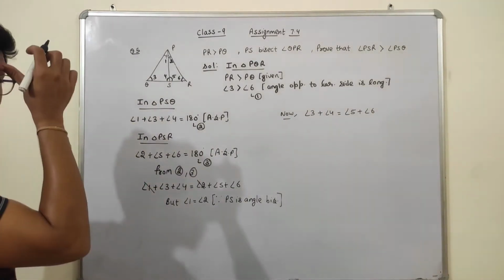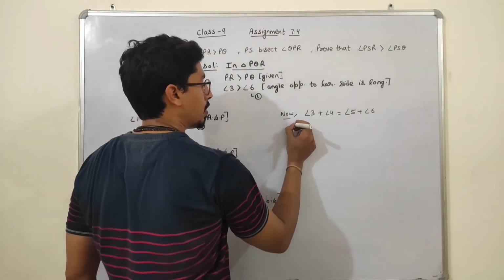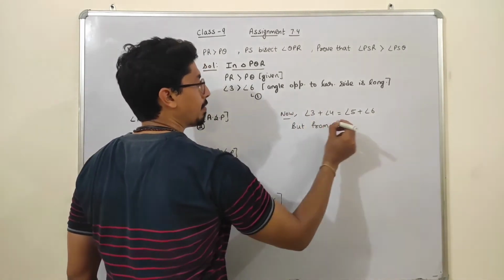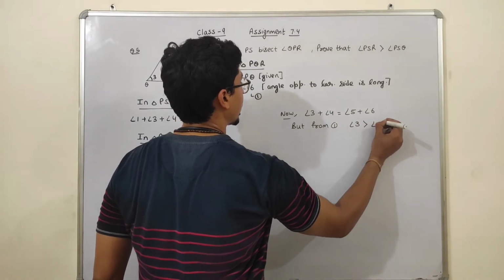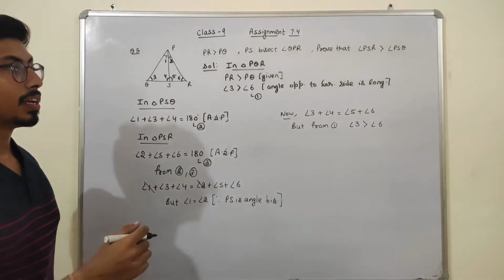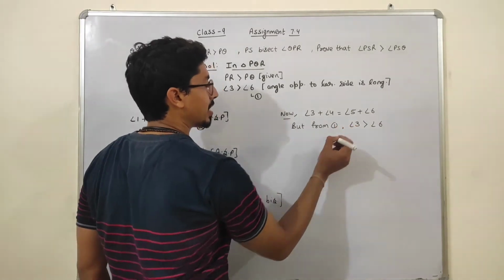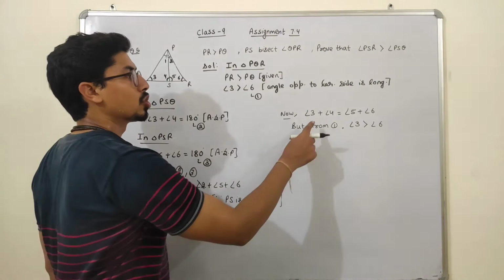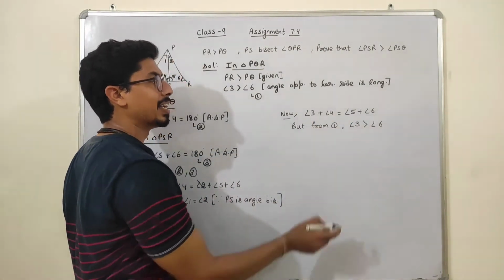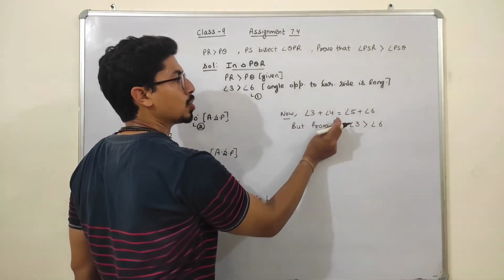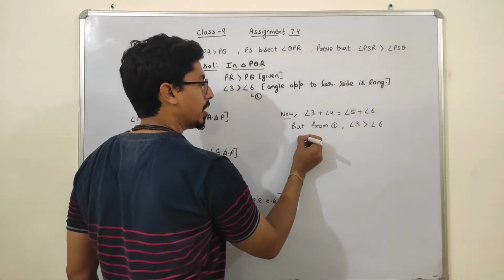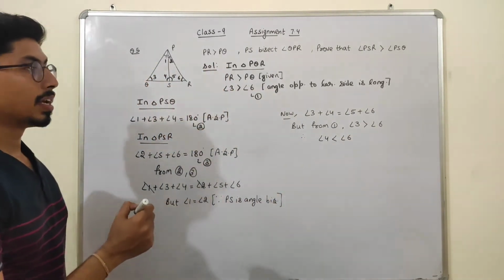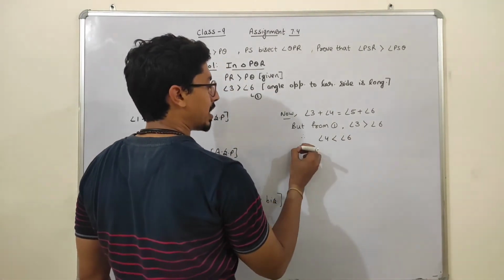But students, from equation 1, we have angle 3 is greater than angle 6. This is the same kind of situation that I have discussed in question number 2. The sum of these two is equal to the sum of these two, but this angle is greater than this angle. So this angle should be smaller than this angle. Therefore, angle 4 is smaller than angle 5.